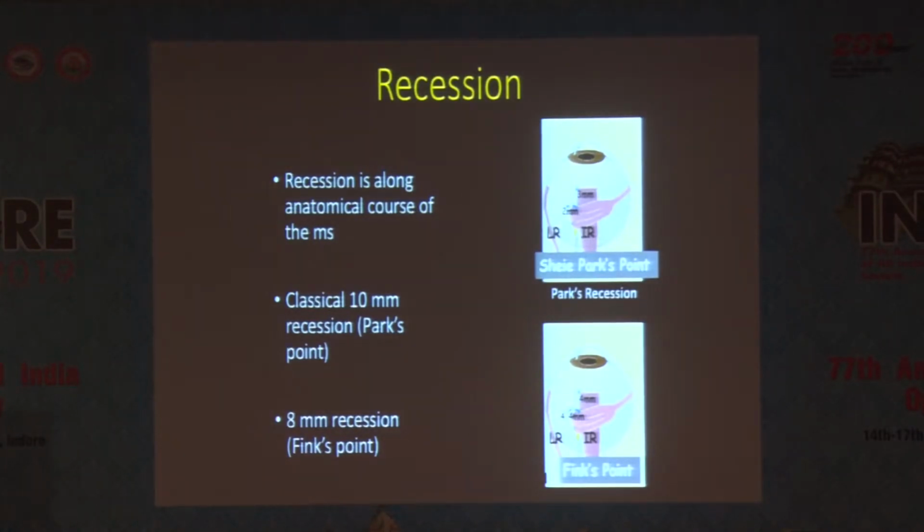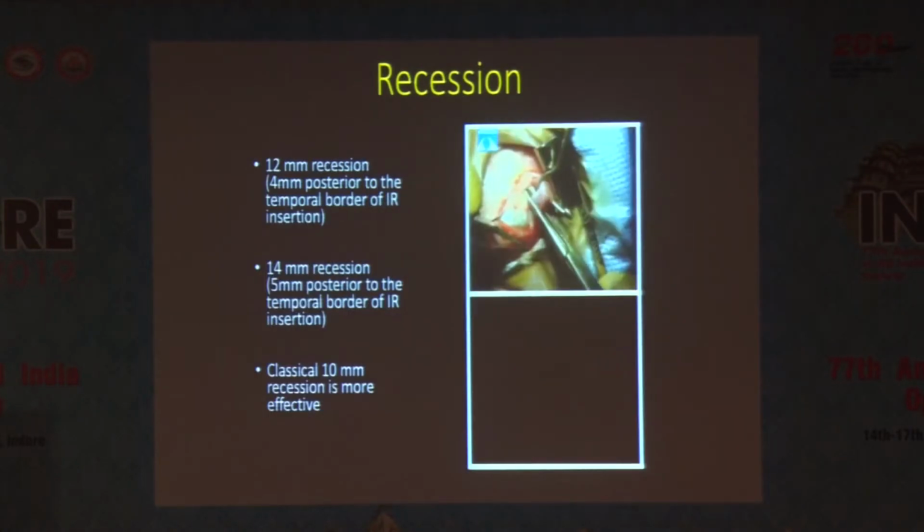Now let me describe recession first. Recession is weakening along the course of the muscle fiber. So here we commonly do what is called the classic 10 millimeter Parks recession, where we recess and put the muscle 3 millimeters inferior and 2 millimeters lateral to the lateral border of the inferior rectus muscle. And the Fink's point, which is an 8 millimeter recession, is 4 millimeters inferior and 4.4 millimeters lateral to the lateral border of the inferior rectus.